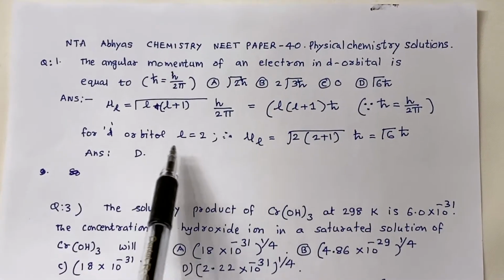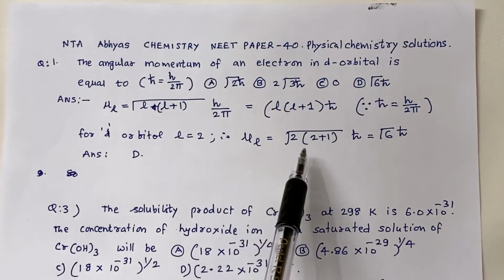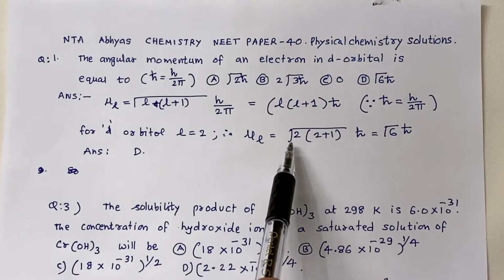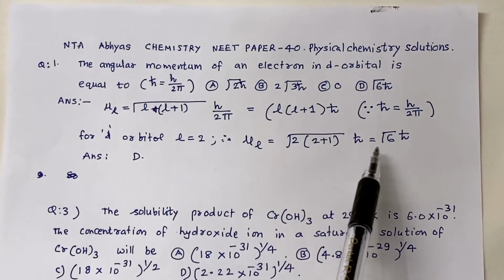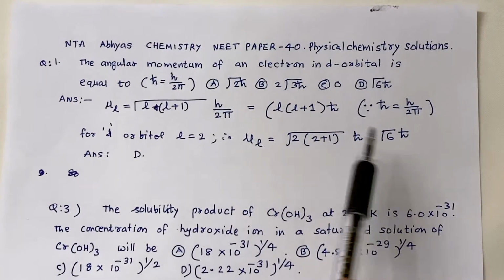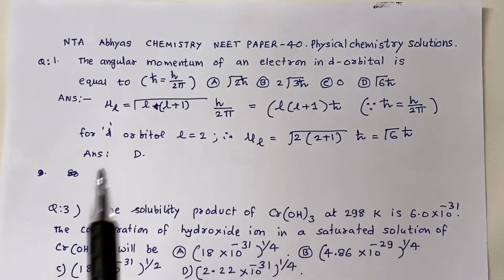So for d orbital L value is 2. So if you put the value as 2, it will be coming square root of 6. So answer is D. So answer D is matching.